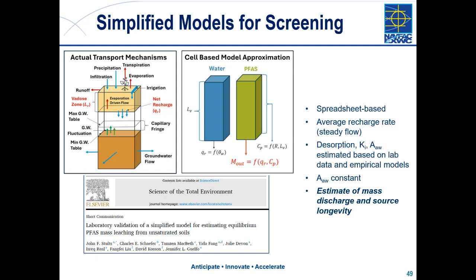And what we found based on both field and bench scale data is that we can get a pretty decent prediction of the PFAS mass discharge and also source longevity from applying these types of models. So if we're careful and collect the right data, really no need for a more complex model in some cases. And on slide 50, that's exactly what we did.